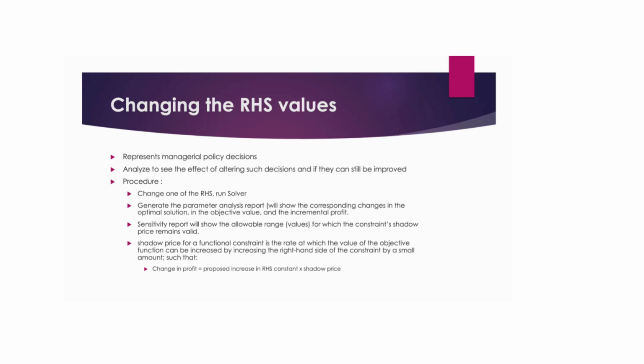So changing any of the right-hand side values, the objective of this is to see if it's possible to improve, especially the performance level, like the total profit. If the total profit, for example, could still be improved after, let's say, adding a few hours to the operating hours. Let's say adding an hour to one of the plants of the firm.